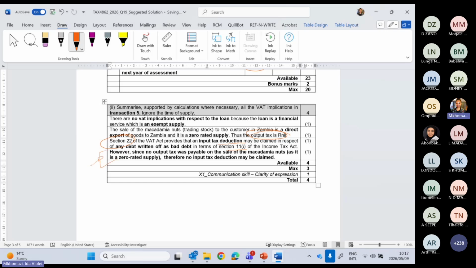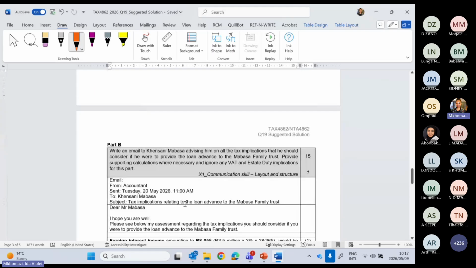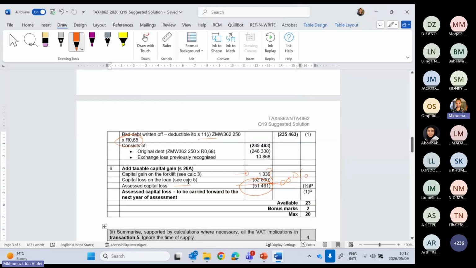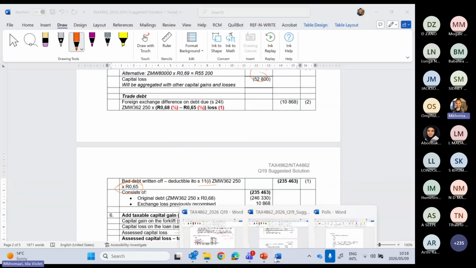If we apply Section 22 to these trade debtors, we realize that actually Mabasa Nuts will not be able to claim this input tax deduction, because we said that there's a nil output tax, because the export was a zero-rated supply. So that is something that you would note in the solution. Okay, so that's basically the end of part A.